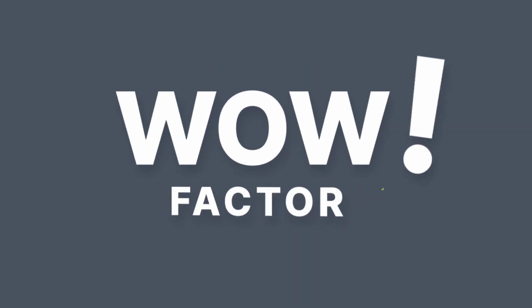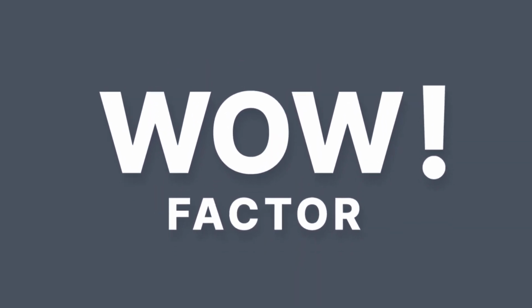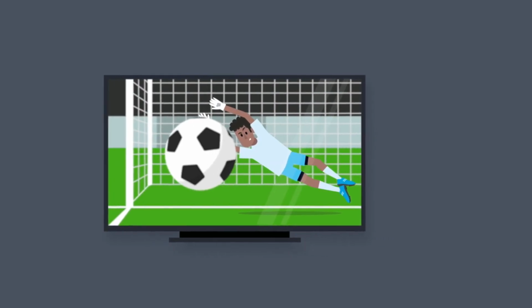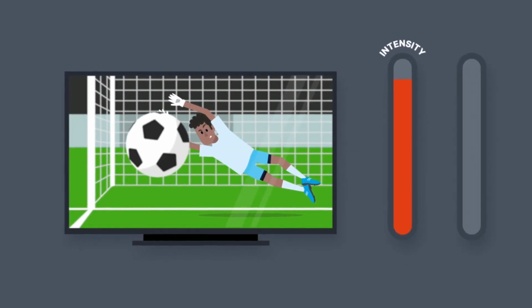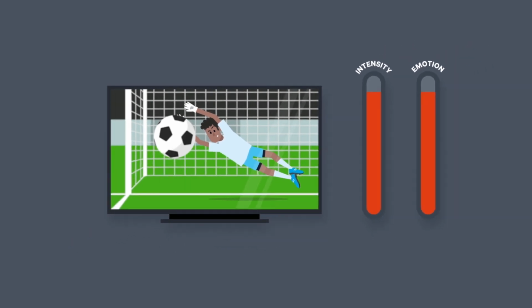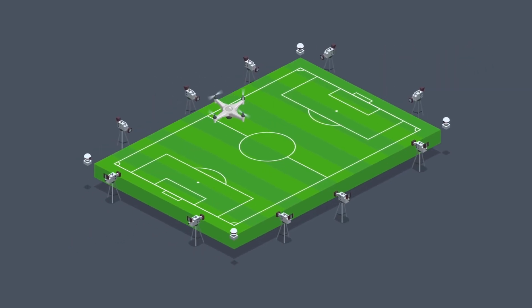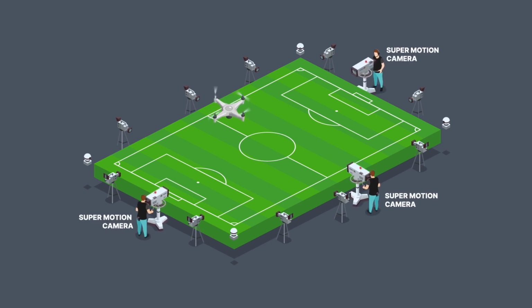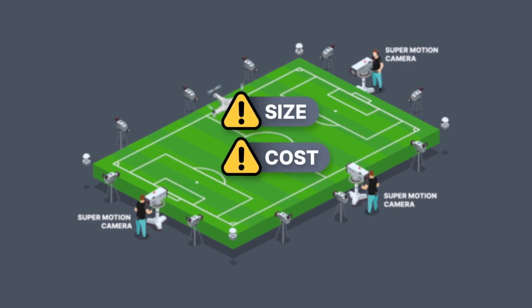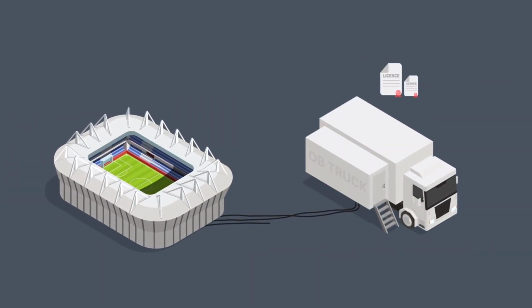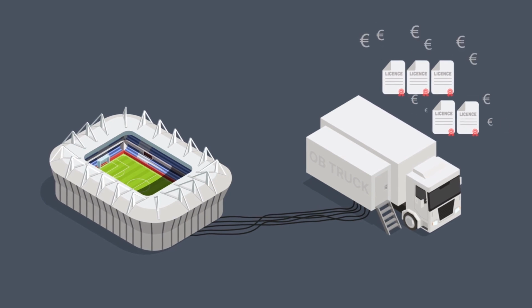Super slow motion is a great way to add an instant wow factor to your productions. It allows you to create breathtaking replays and highlights that increase the intensity and the emotion of live moments. However, the usage of super slow motion cameras is usually reserved for a few carefully selected angles, mainly due to size and cost constraints. You also need to support the high frame rate live feeds, including licenses for which not everyone has the budget.